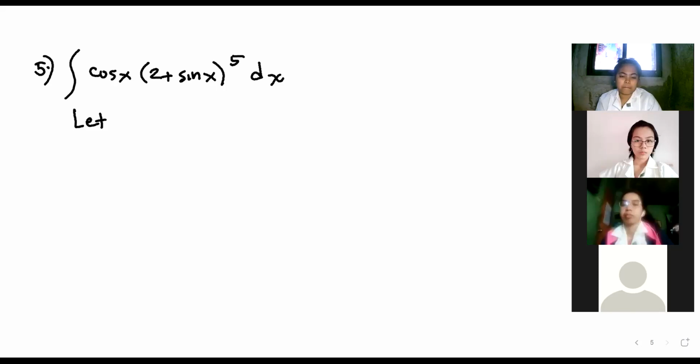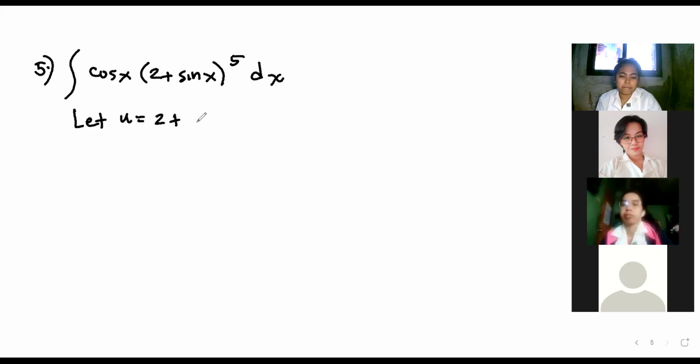So what do you think is our u in the given? Let's have 2 plus sine x. This base, that is our u. Joyce Ann, what is the derivative of u? Negative cos x dx po.